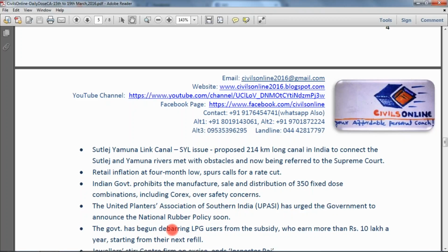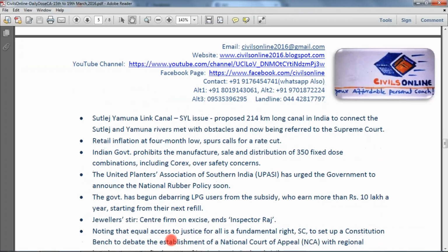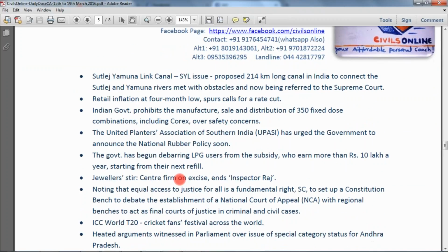The government has begun debarring LPG users from the subsidy who earn more than 10 lakh a year, starting from their next refill of the gas cylinder. Jewelers still center firm on excise but ends Inspector Raj. Noting that equal access to justice for all is a fundamental right, the Supreme Court of India to set up a constitution bench to debate the establishment of a national court of appeal with regional benches to act as final courts of justice in criminal and civil cases.